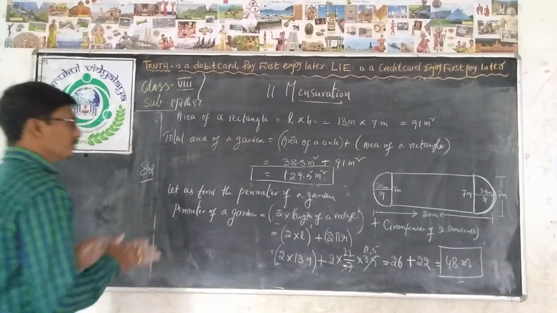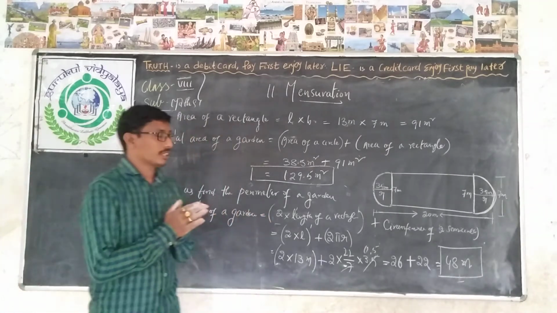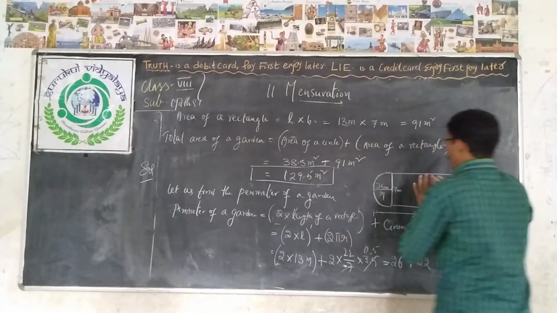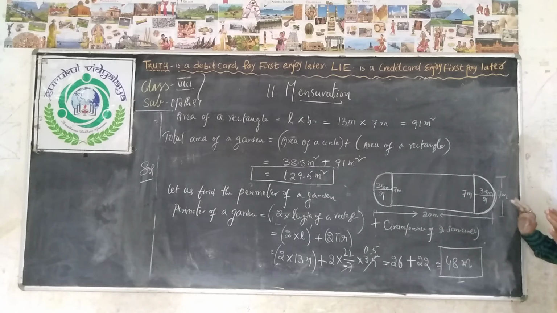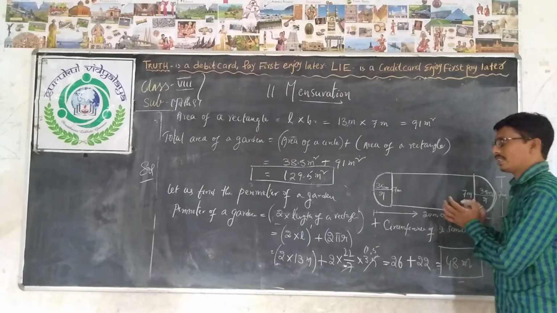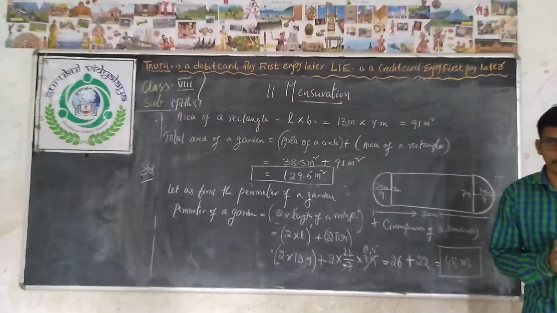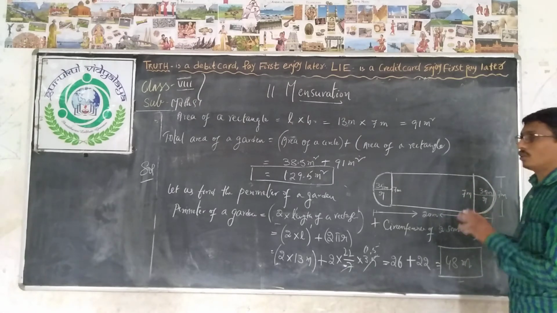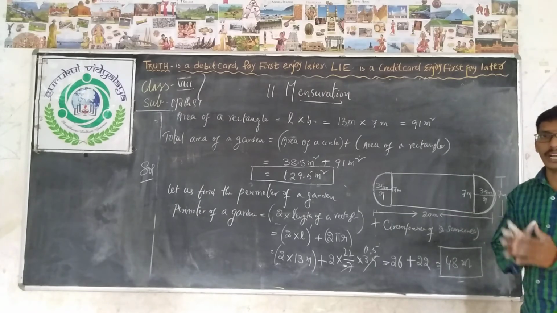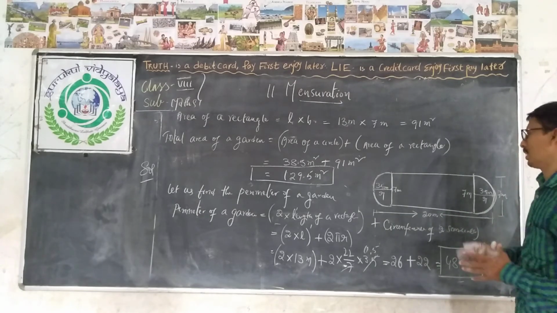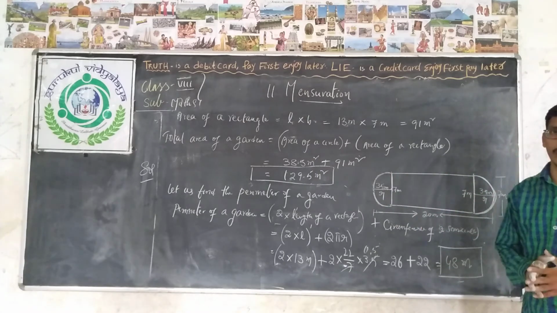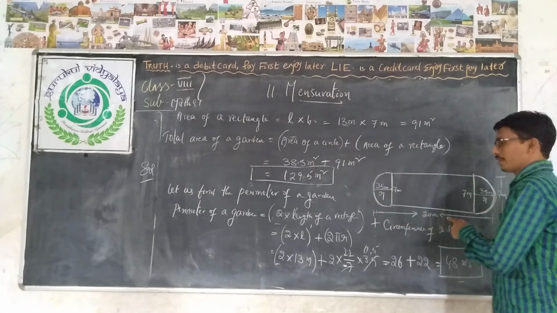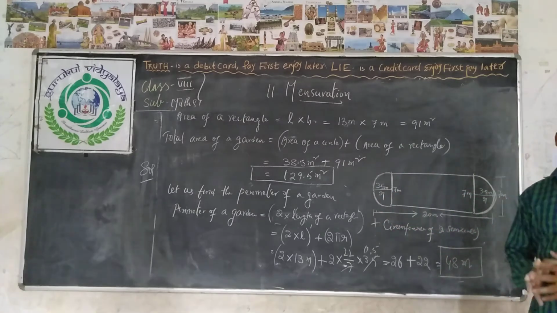Children, you have to observe very clearly. First of all, one garden is given in a different shape. What shapes are included in this garden? 2 semicircular shapes and 1 rectangle shape are included. So here you have to find 2 things, area and perimeter. Area means the total space of the inner part, the inside of the figure. Perimeter means only the total length of the outer boundary. Those 2 things are very important.